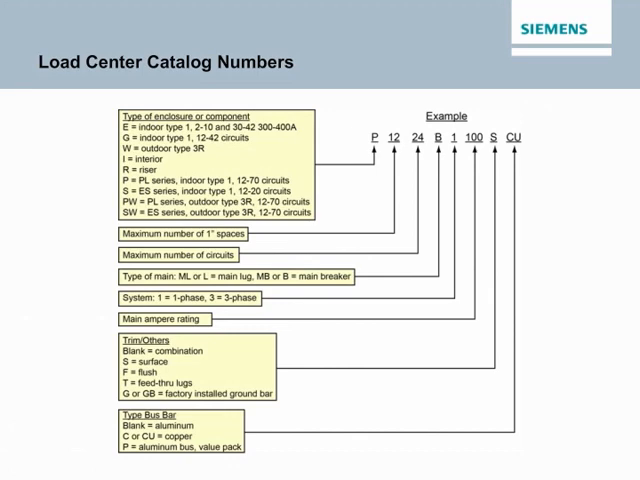The accompanying example, P1224B1100SCU, is for a load center with the following characteristics: a P series indoor Type 1 enclosure, a maximum of 12 spaces for 1-inch breakers, maximum of 24 circuits. It's a main breaker, single phase, 100 amp rating, surface mount, and comes with copper bus bars.